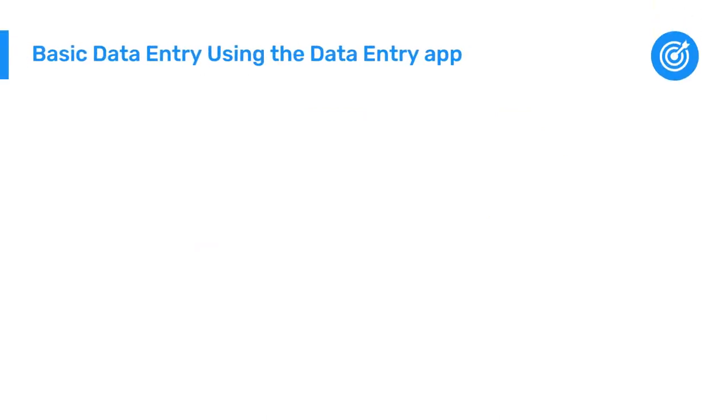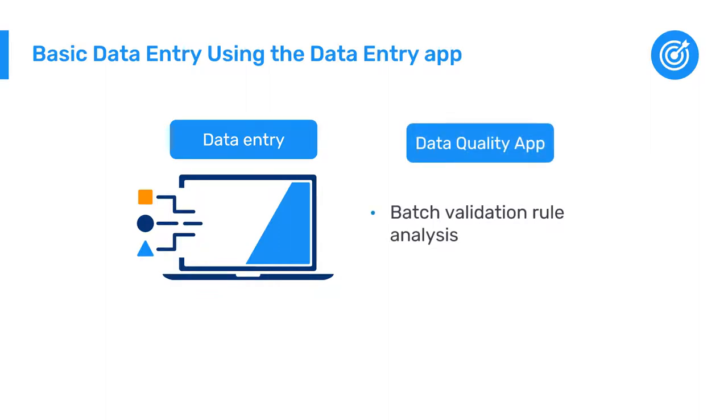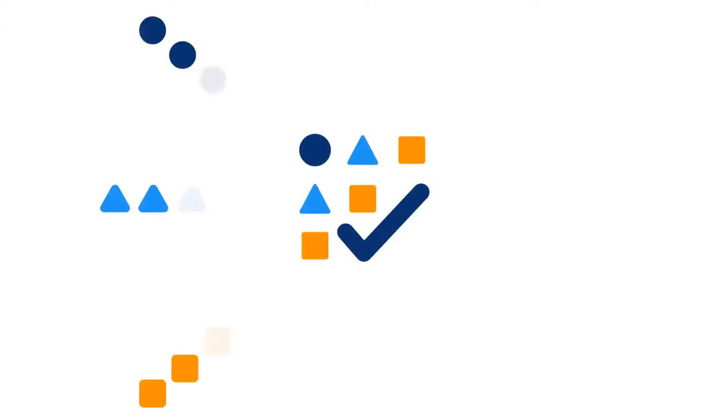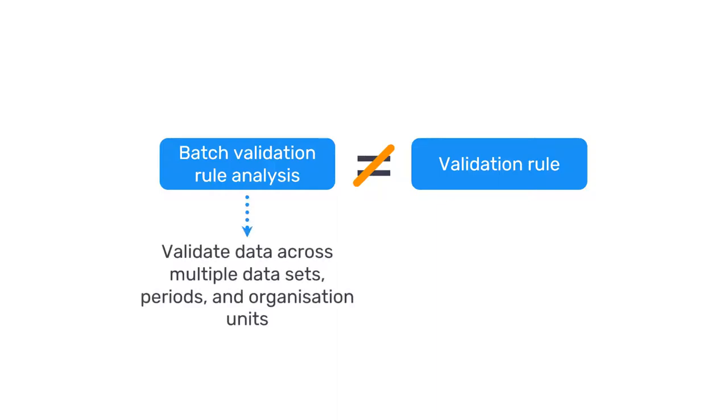After data entry is complete, there are a few tools in DHIS2 that can be used to ensure better quality data, like the batch validation rule analysis function within the data quality app. Batch validation rule analysis lets us validate a large amount of data at the same time. This is different to the validation rules run in the data entry application, as it can validate aggregated data across multiple datasets, periods, and organization units.